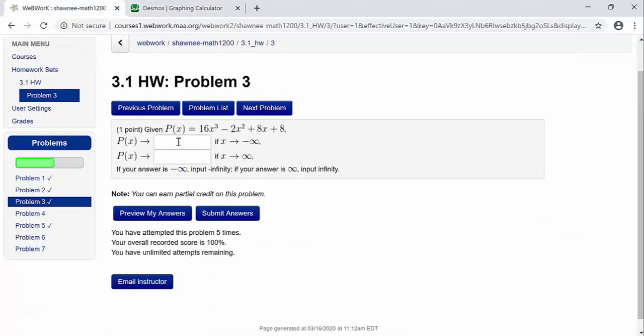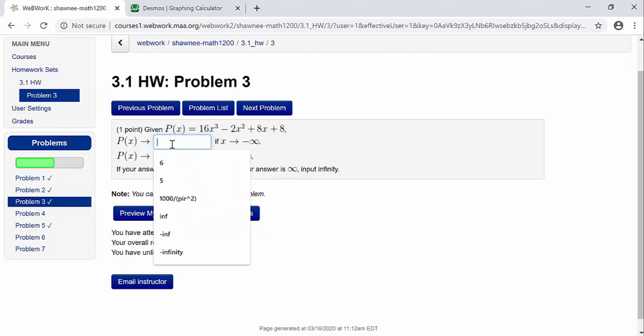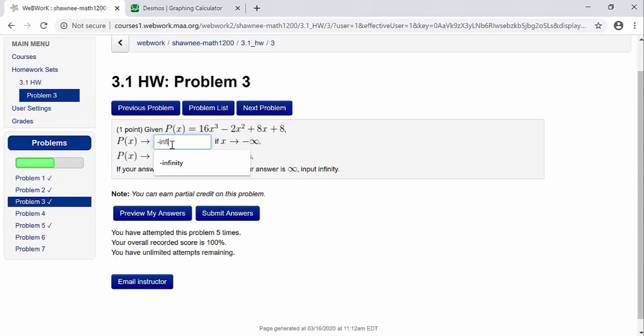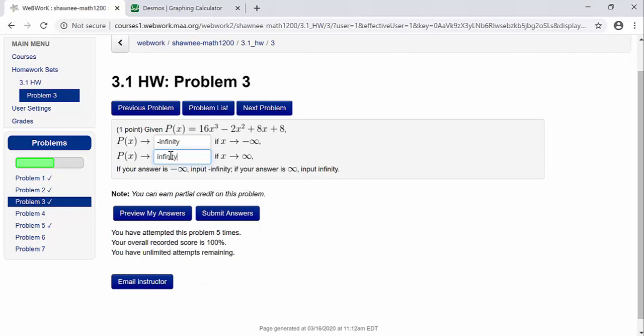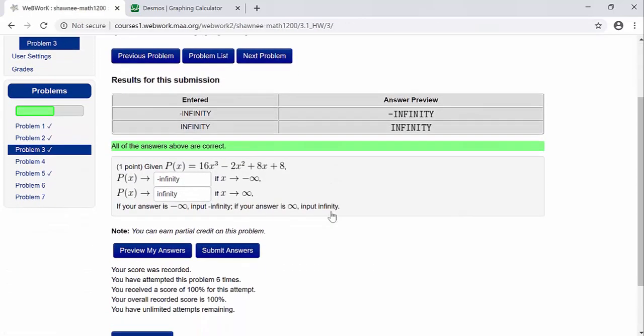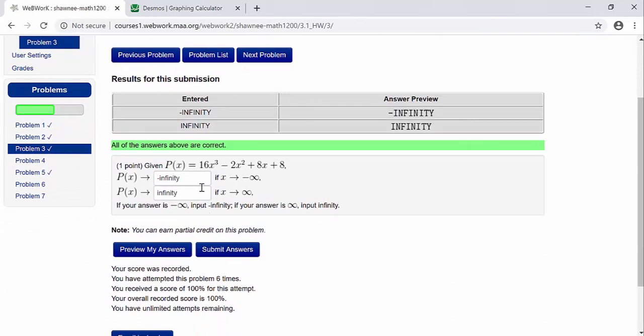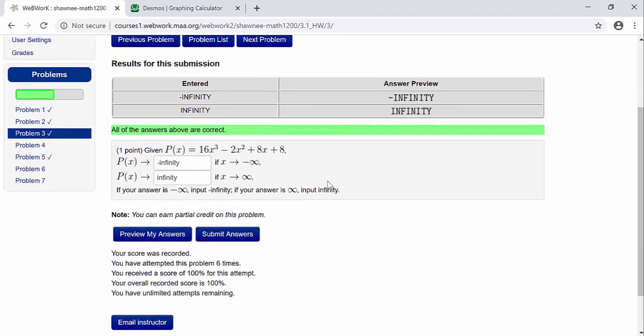On this problem, the instructions say to enter your answer as negative infinity or infinity. So you actually have to type out the whole word. So x approaches negative infinity, way out to the left, we saw that the function is going to negative infinity. It's going down. And to the right, as x goes to positive infinity, the function is going up, so we say p of x is approaching infinity. In the past, we've entered INF or negative INF, but in this case, you actually have to type out the whole word.